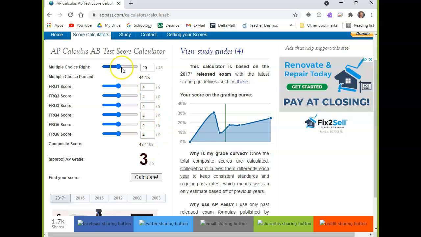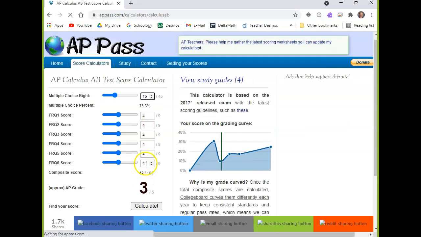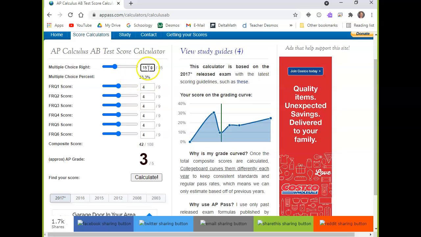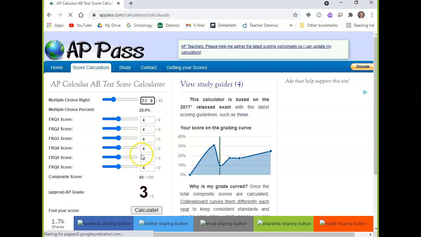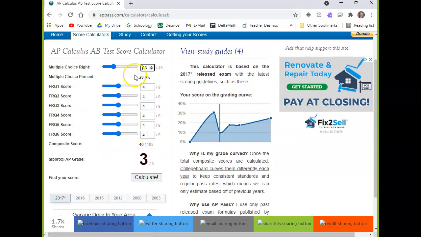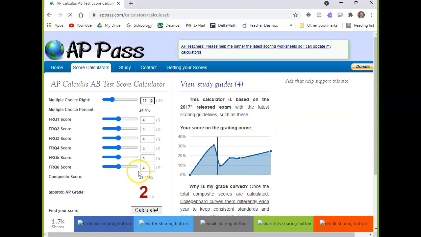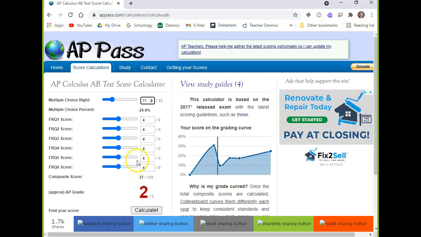Now what if I drop down a little bit? What if we say 18? I recalculate. That's still a 3. Let's say 17. That's still a 3. 16. 15. We're still at a 3. Okay? 13. We're still at a 3. Okay, what is a 2 now? Okay, now we're at a 2, right?